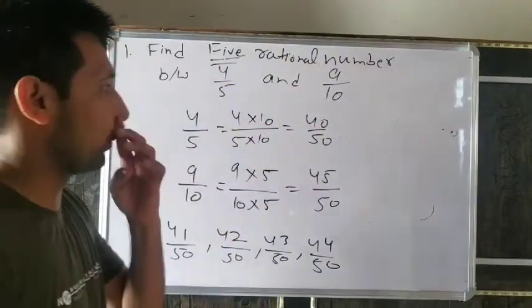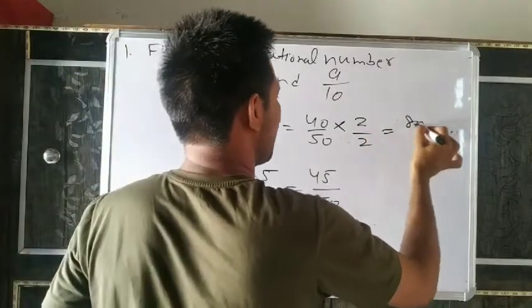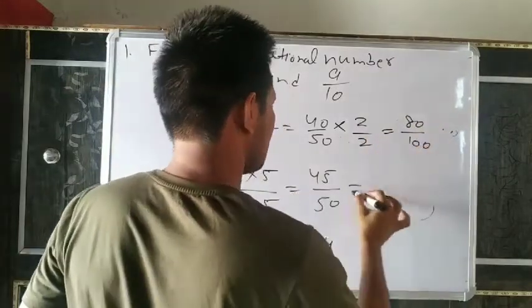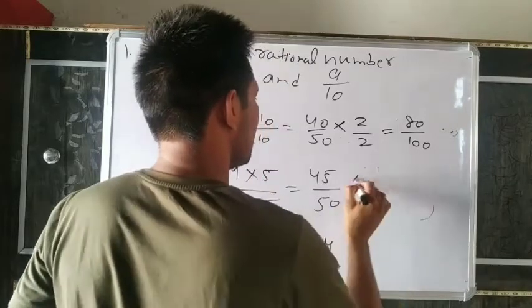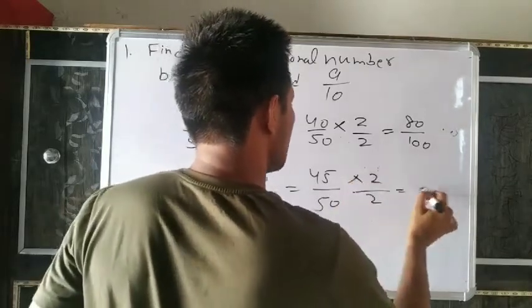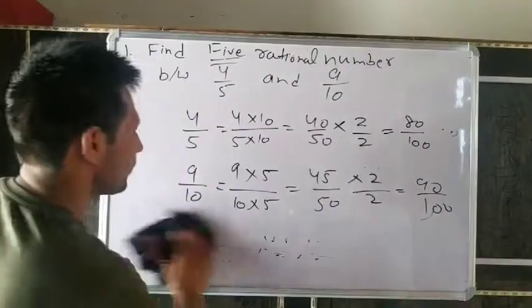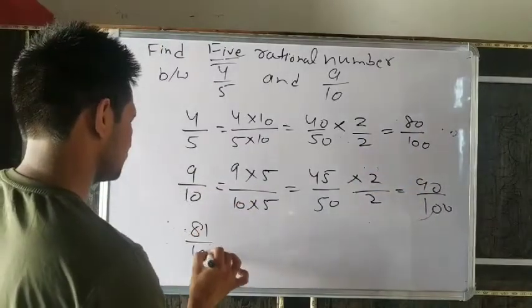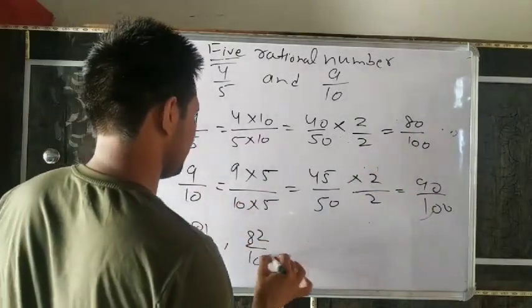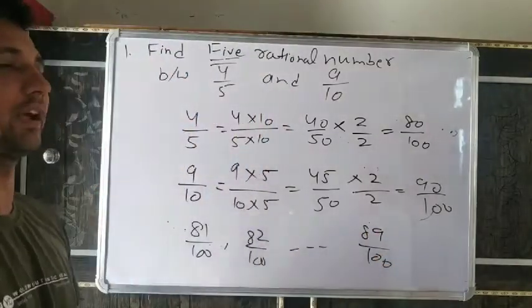Multiply by 2, divide by 2. 80/100. Multiply by 2, divide by 2. 90/100. So now you can write 81/100, 82/100, and so on up to 89/100. So 9 numbers like this we can write.